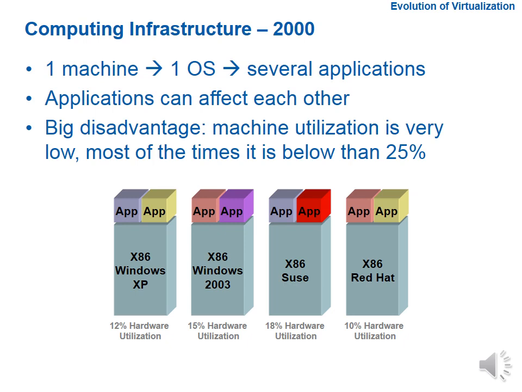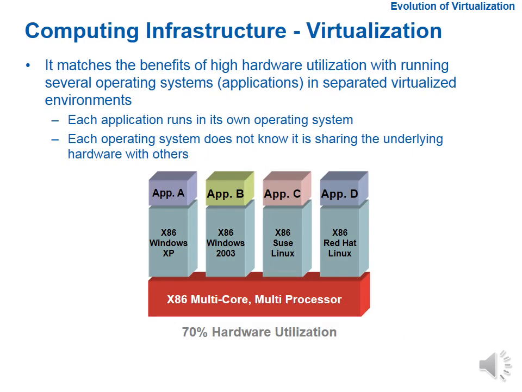So as you all know, Red Hat is open source. It has 10% hardware utilization, x86 servers 18%, 15%. The utilization is below 25%. So in the computing infrastructure, if you do the virtualization, the hardware utilization will be 70%. Each application runs its own operating system. Each operating system does not know it is sharing the underlying hardware with others.